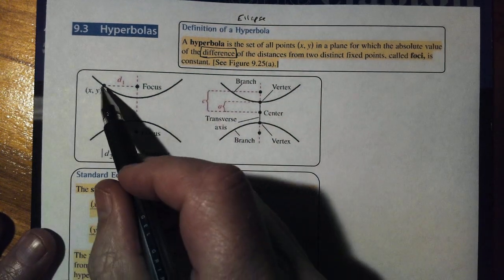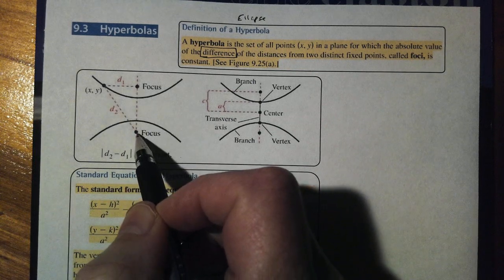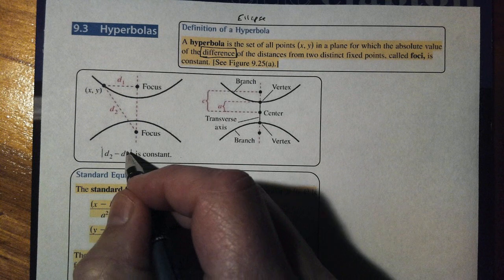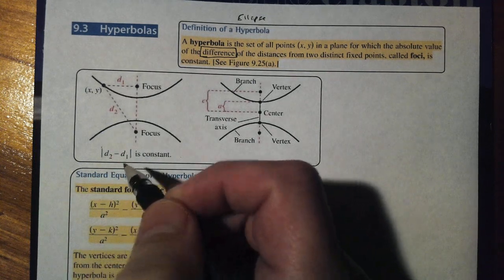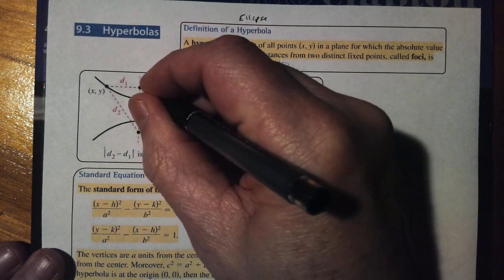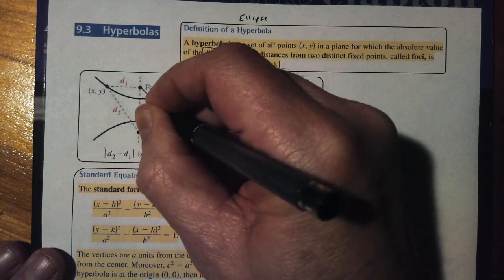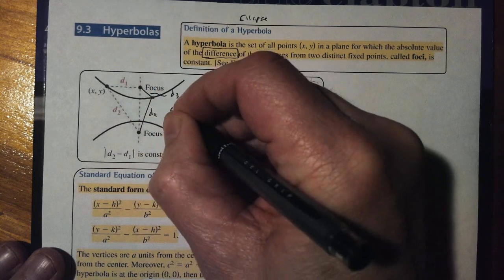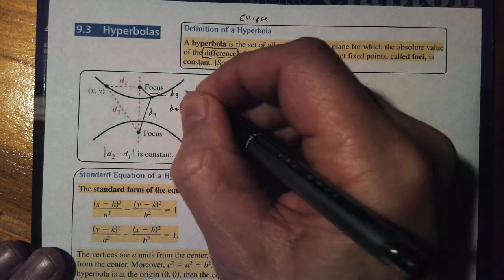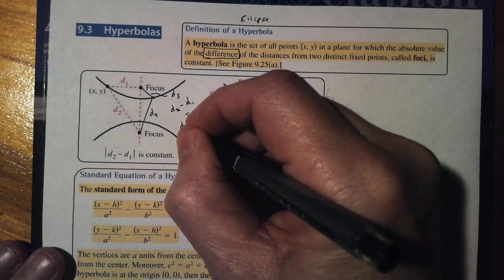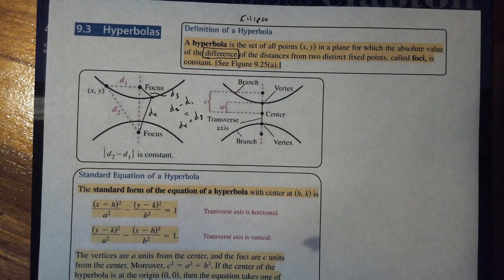And here that is in action. We have distance 2, distance 1 from these fixed points, the foci. If we subtract those in either order, that's what the absolute value is. Or if we take the big one minus the small one, that's constant, which means here's another point right here. Let's call this distance 3. Let's call this distance 4. It means distance 2 minus distance 1 must be equal to distance 4 minus distance 3 wherever we go on that hyperbola.